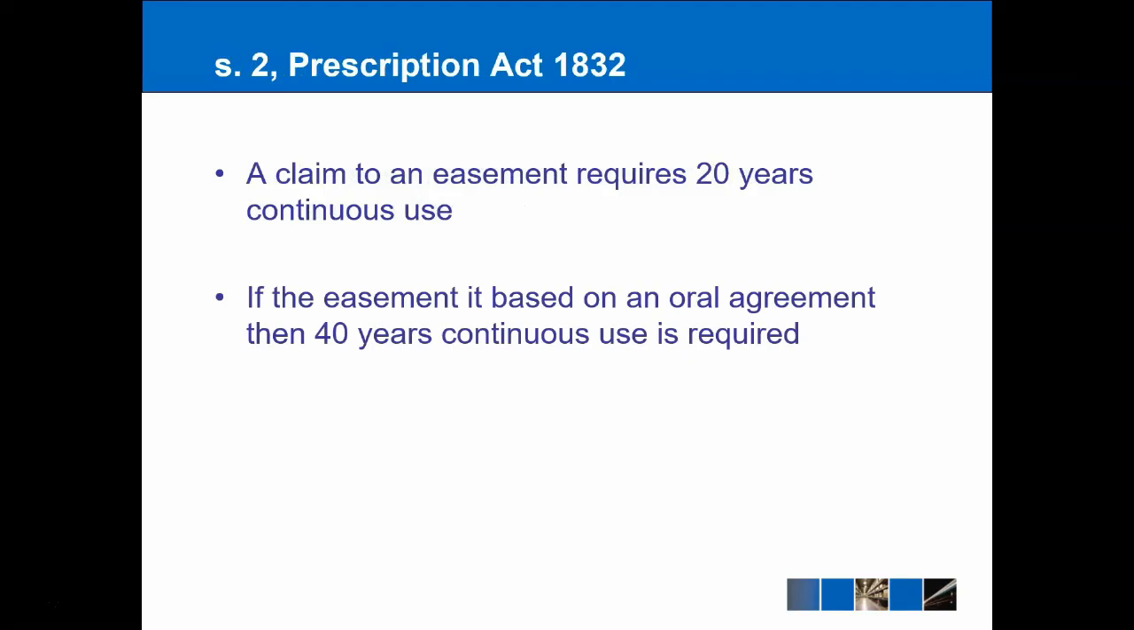A little bit more common is where Section 2 of the Prescription Act 1832 applies, and this is where a claim to an easement requires 20 years of continuous use. If the easement is instead based on an oral agreement, then it requires 40 years of continuous use instead. So this is a much shorter term compared to common law, but we're still requiring continuous use of an easement over a period of time, and then Section 2 of the Prescription Act 1832 kicks in, and there will be an easement there.